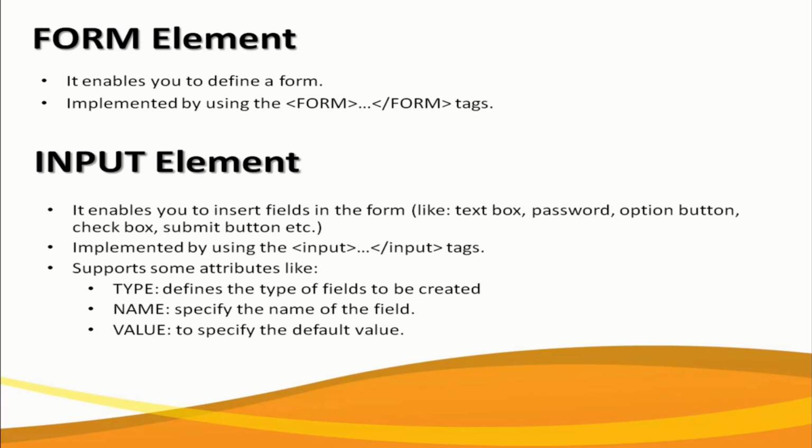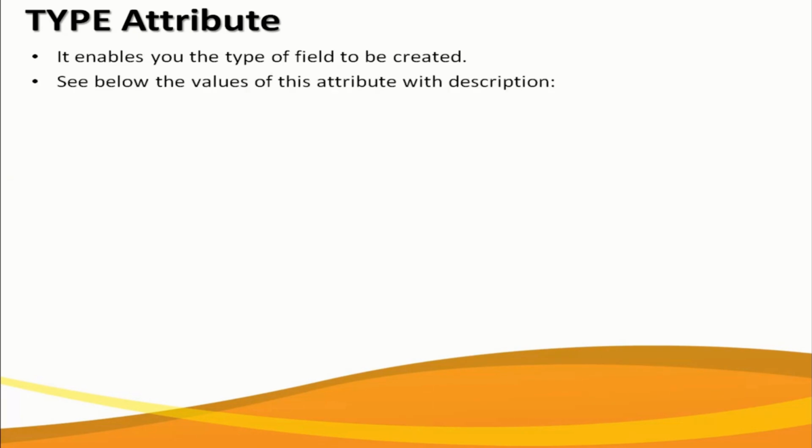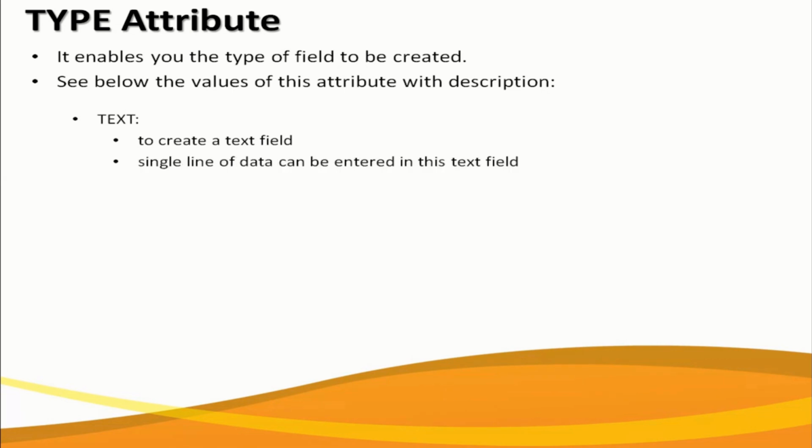In the next slide, we will see some values of the type attribute. As said earlier, the type attribute is used to specify the type of the field to be created. Now we will see some values of the type attribute. The first one is text. It is used to create a text field. In this text field, data can be entered within the same line. Multiple lines are not allowed with this value.